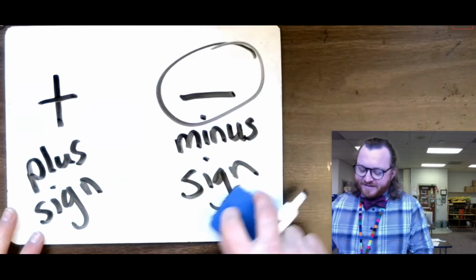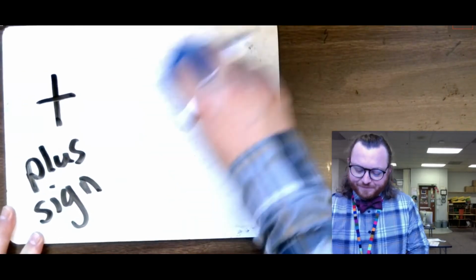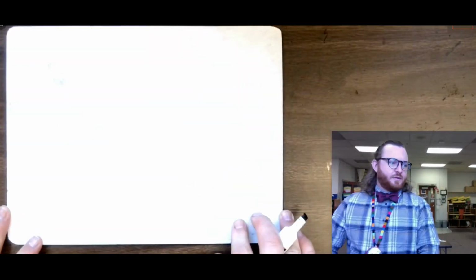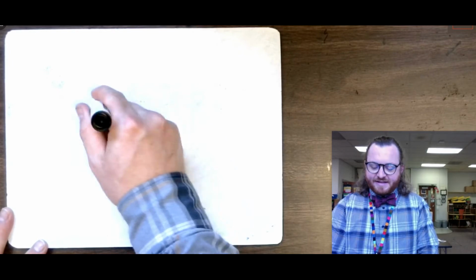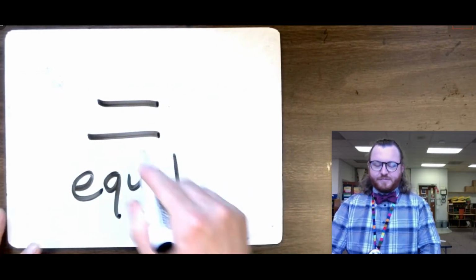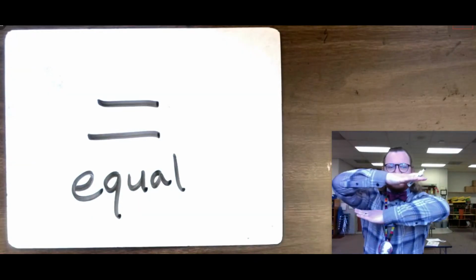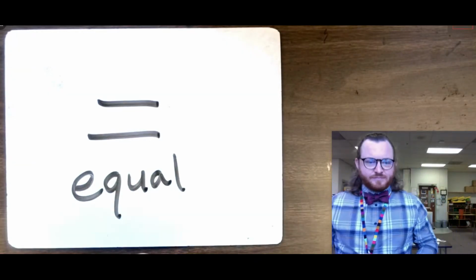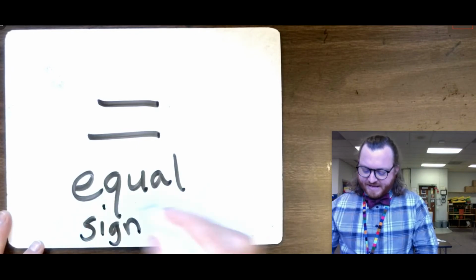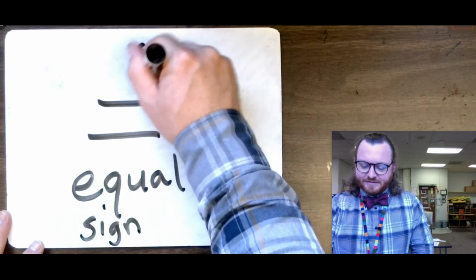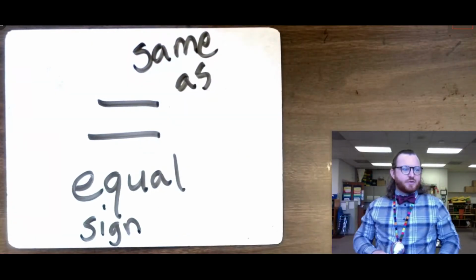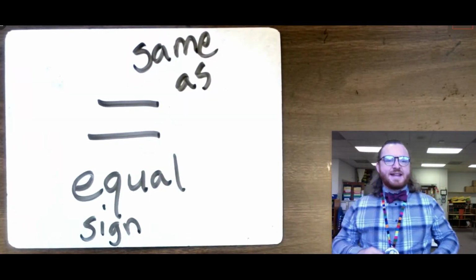Now let's talk about another thing you're going to need to know. We're also going to need to know what an equal sign looks like. An equal sign looks like two minus signs stacked on top of each other. Equal sign, and that means same as, okay? So we're going to use a subtraction sign and an equal sign.